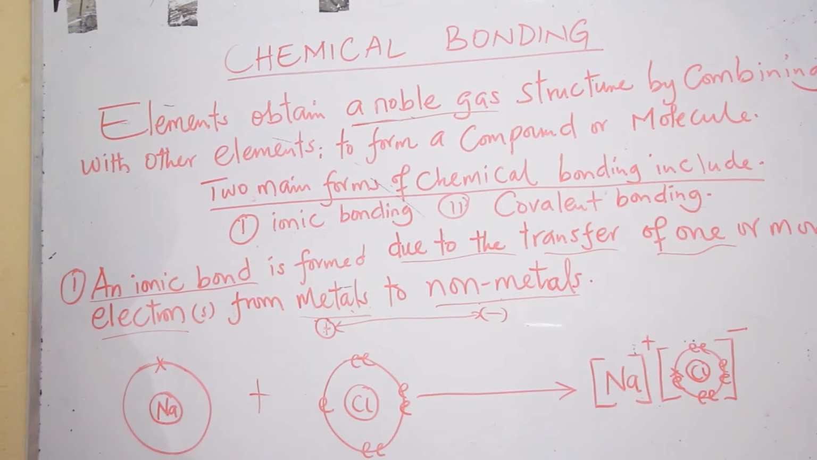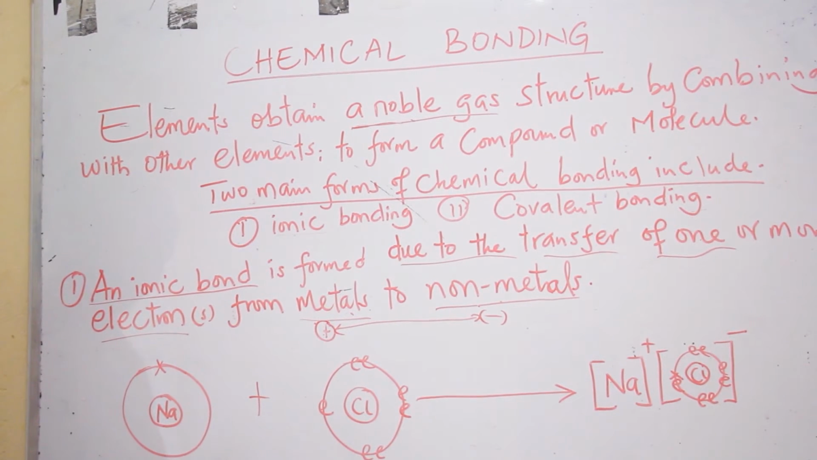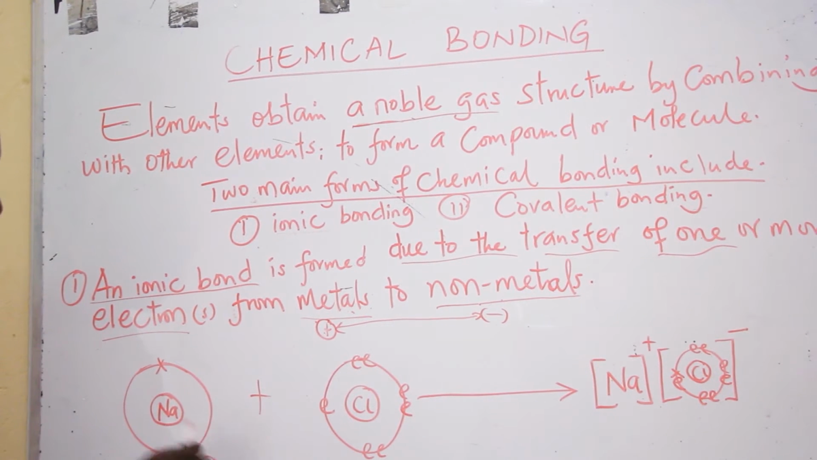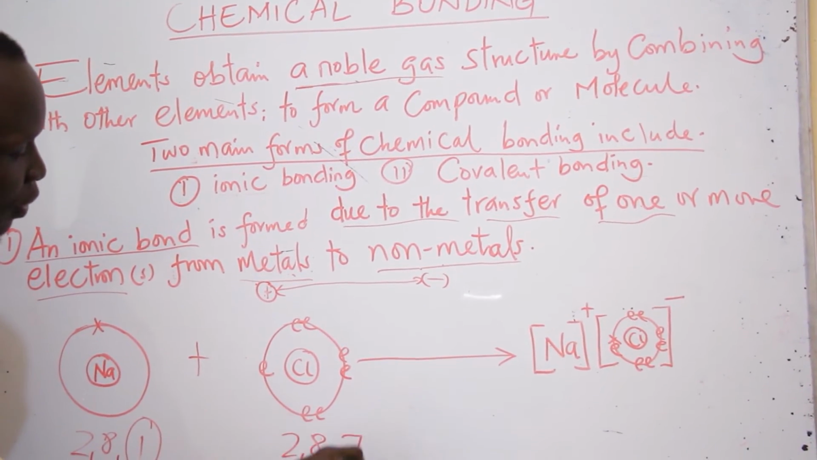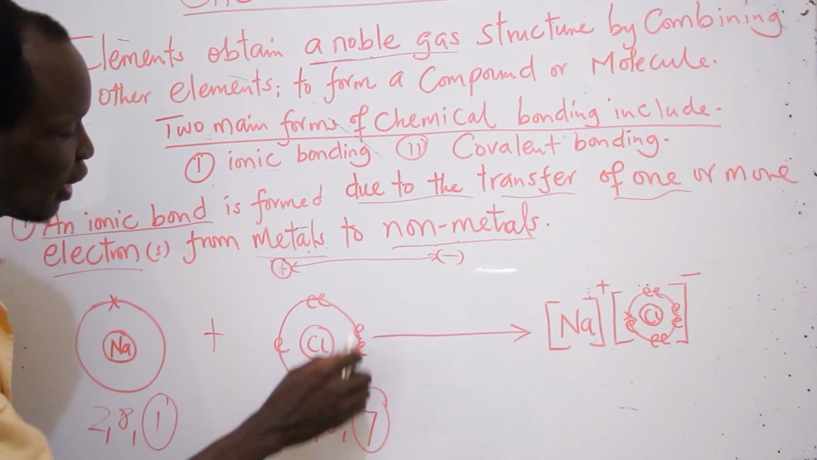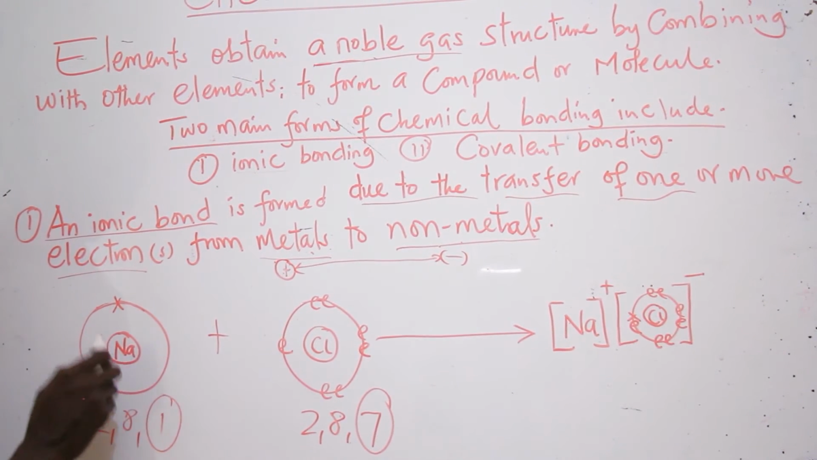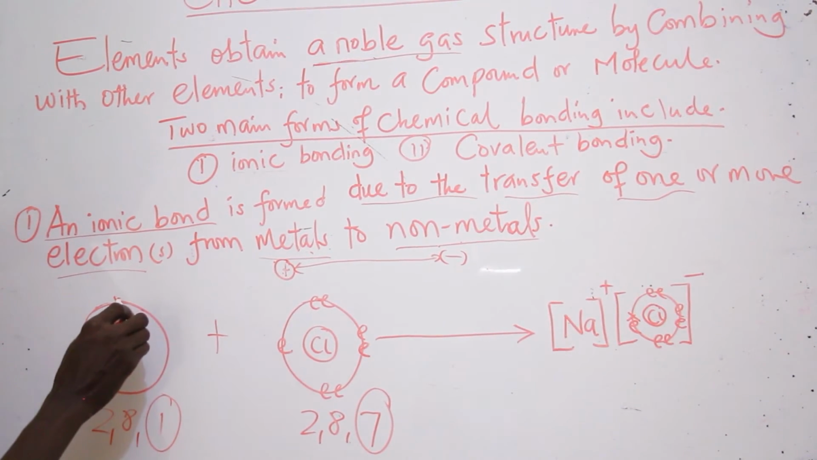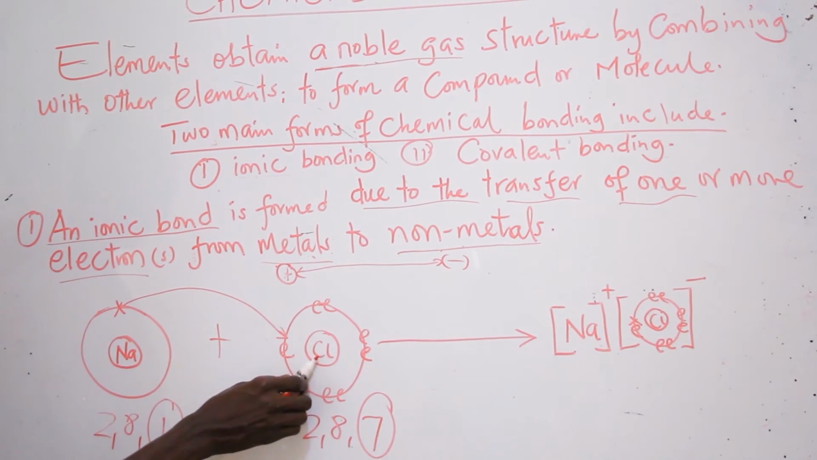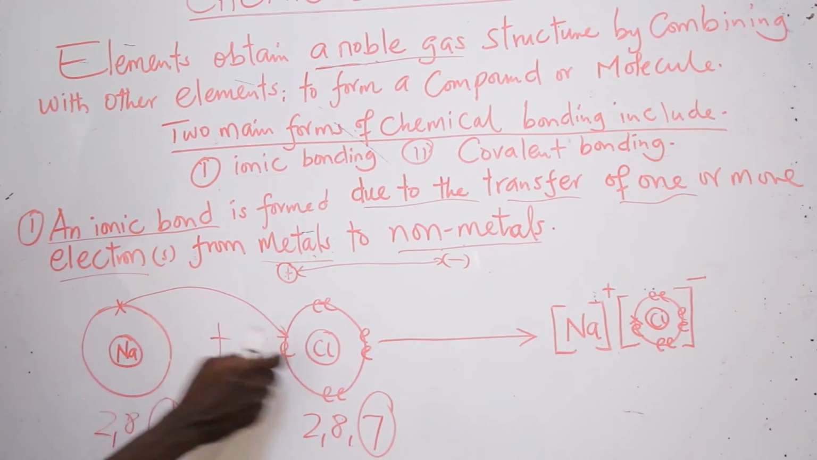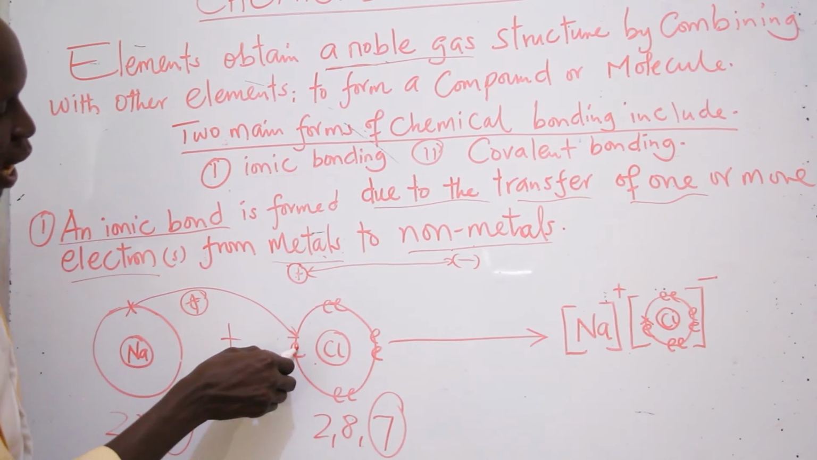For example, sodium is 2, 8, 1, but we're only taking the outermost energy level electron. Then chlorine is 2, 8, 7, and we're only taking the outermost energy electron. So sodium loses the one electron, which is gained by chlorine, as you're seeing here. Now, the lost electron adds itself here.